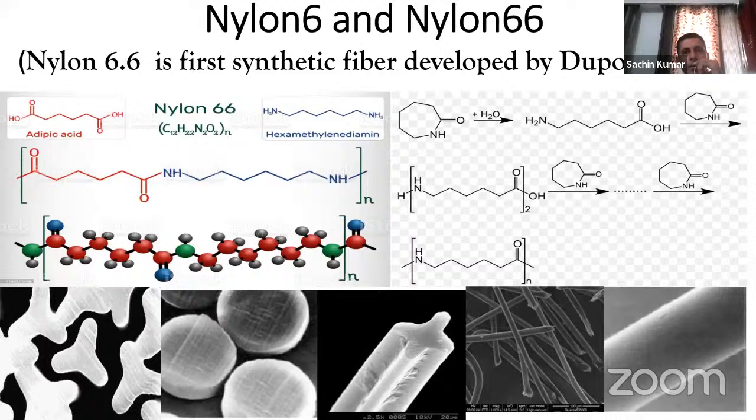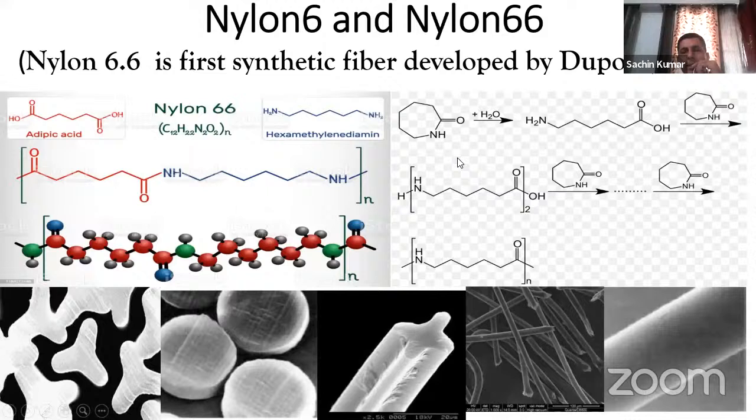Another wonderful fiber is nylon 6 or 66. These are the two variants. As we already discussed, nylon 66 was the first synthetic fiber, produced by Carothers at the DuPont Company, USA, in 1938. It is made up of two monomers: adipic acid and hexamethylenediamine. By condensation polymerization, we get an amide linkage, so this is called a polyamide fiber. The two monomers each have 6 carbon atoms, so that is why we call it nylon 6-6.